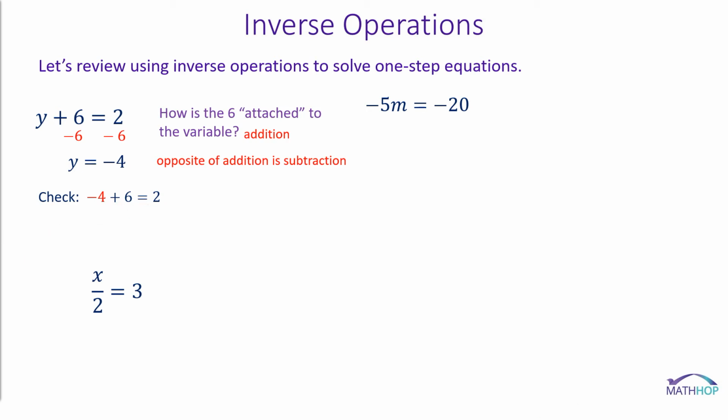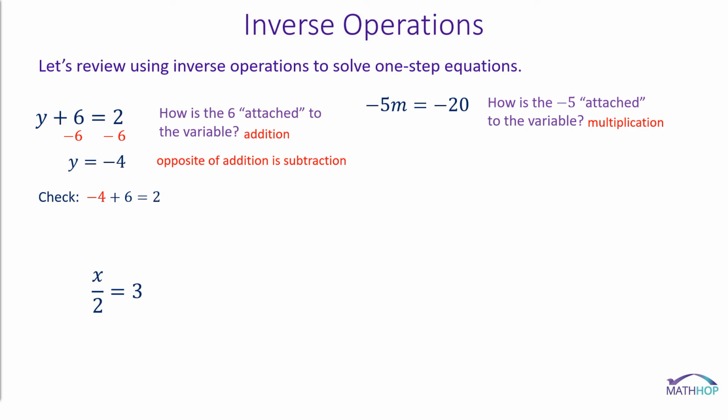All right, moving on. -5m equals -20. Again, here's our variable. M is on the left side of the equation. It is not alone. There is a -5 with it, preventing us from having a m equals equation, right? That's why we want this variable alone. We don't care what -5m equals. We care what m equals. So how is -5 attached to m? It is attached with multiplication.